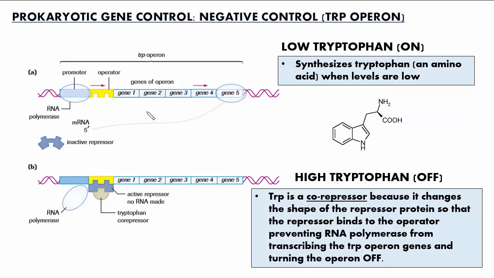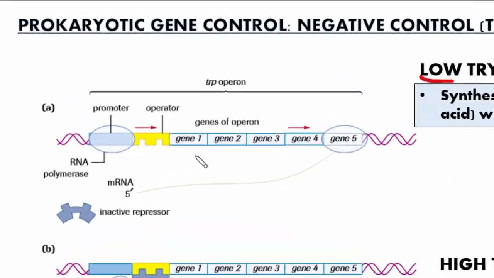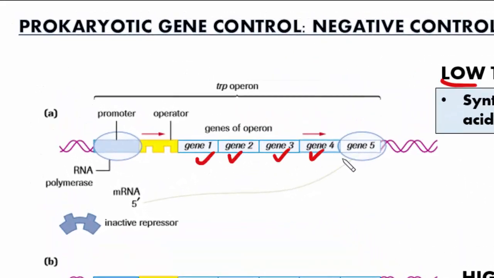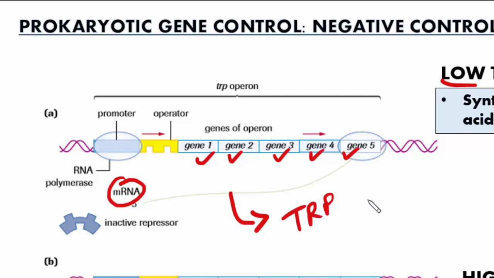So in order to produce tryptophan when it is in low concentration, and it's an essential amino acid that the bacteria need, they need to make this amino acid to make various proteins. In order to produce tryptophan, 5 genes are going to be involved. Each of these genes needs to be transcribed so that messenger RNA can be produced, which is then going to be translated, and tryptophan, TRP, is going to be produced. So this is the case where there is low tryptophan and tryptophan needs to be created.